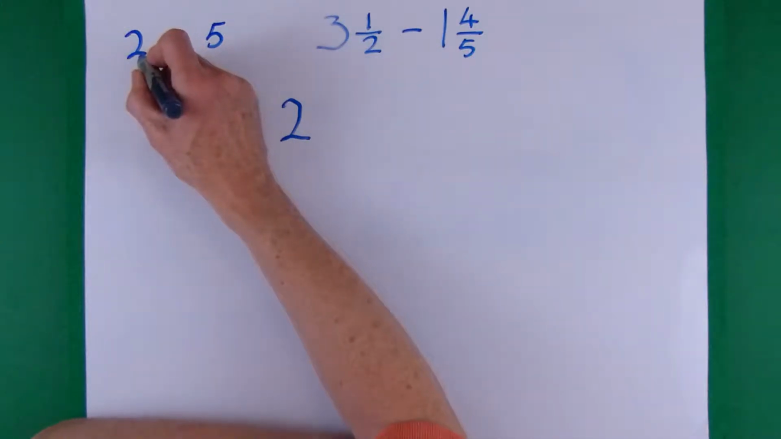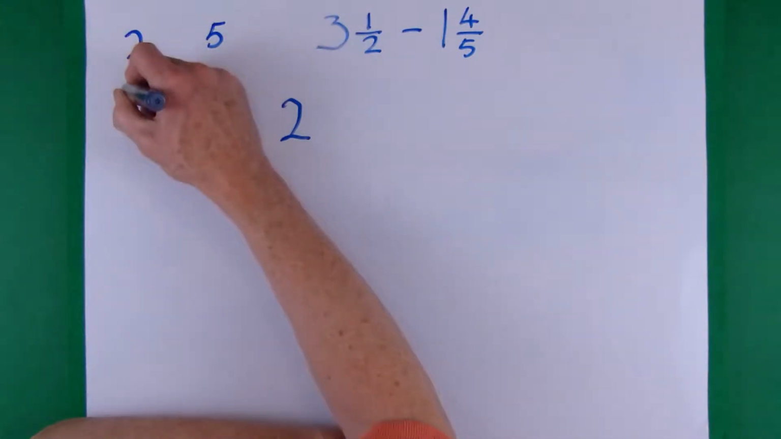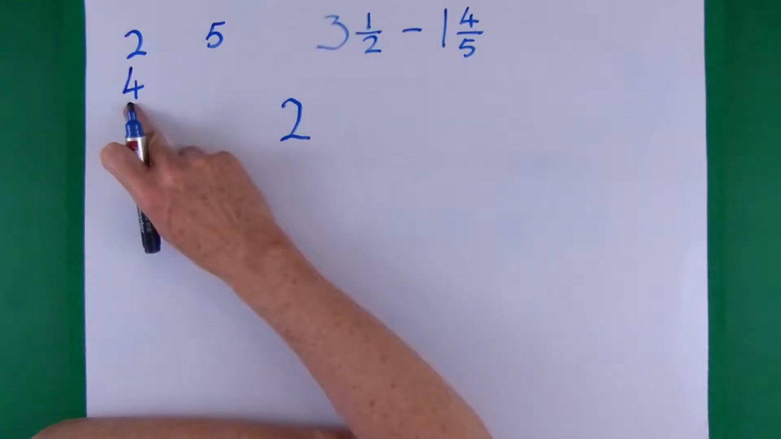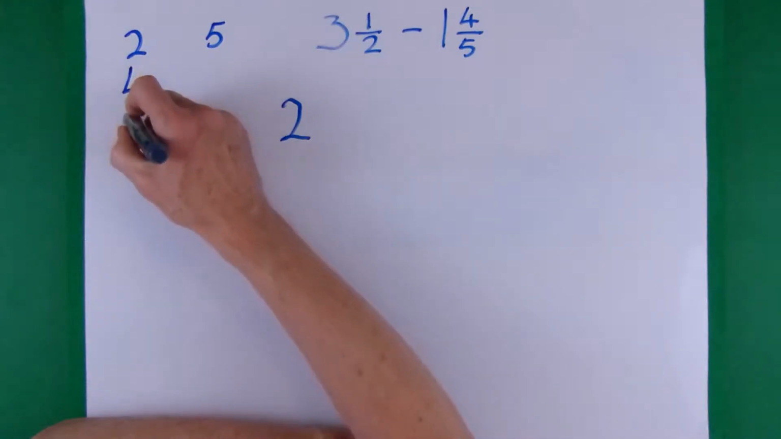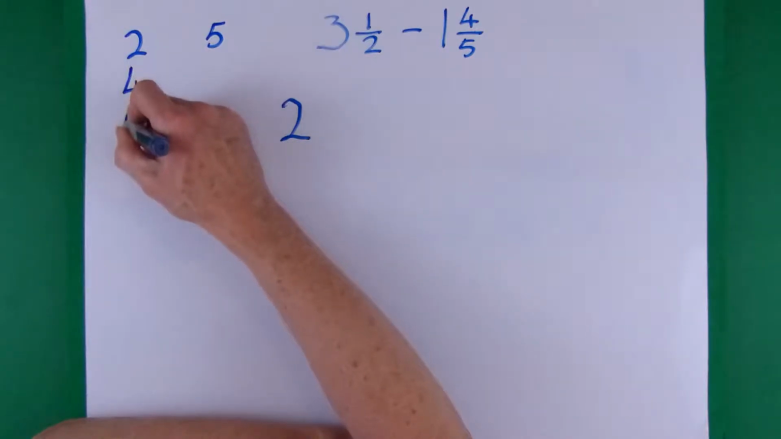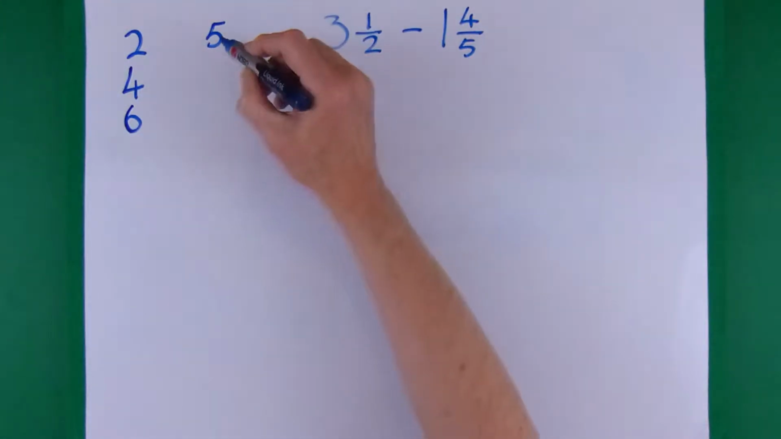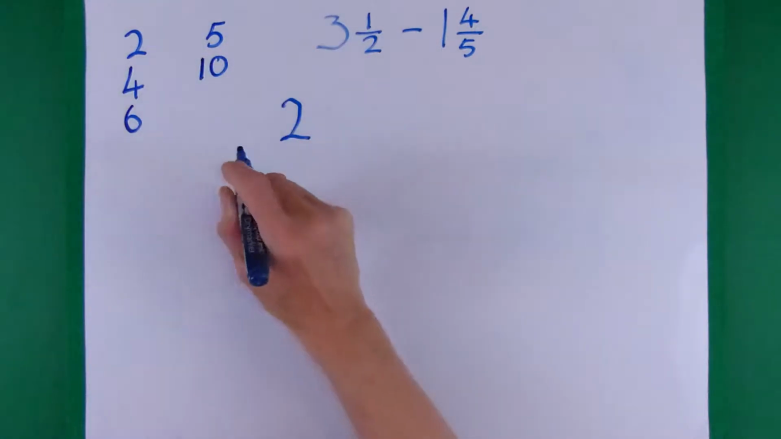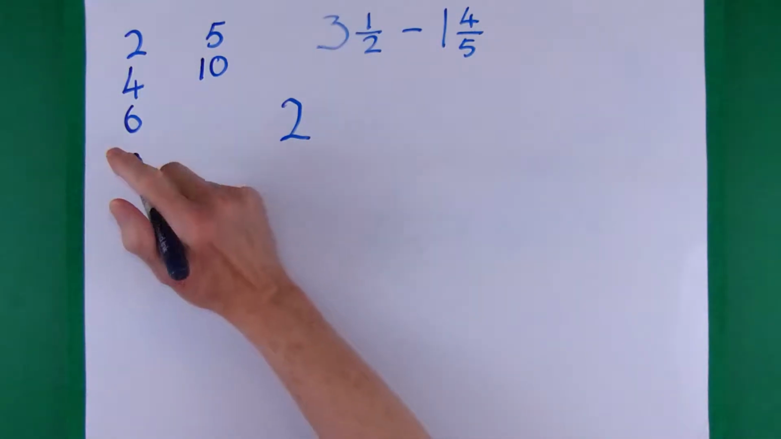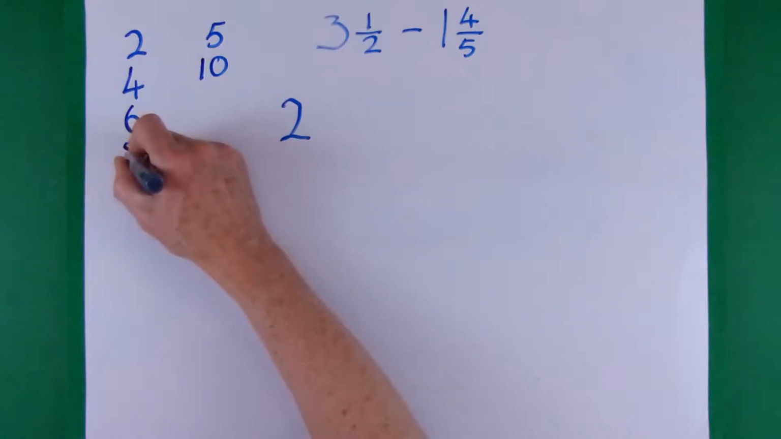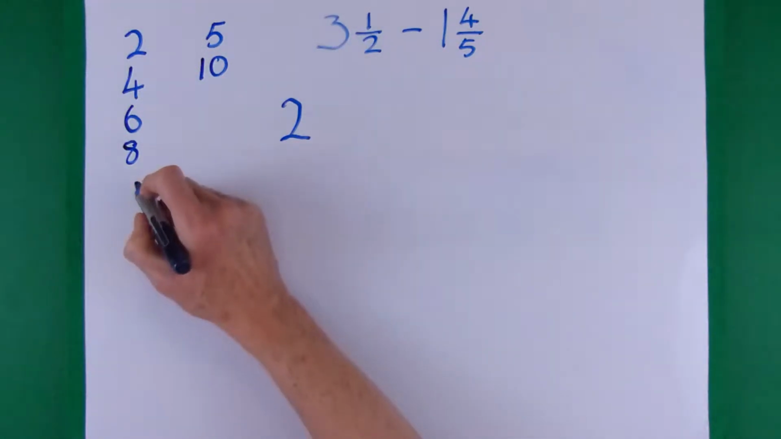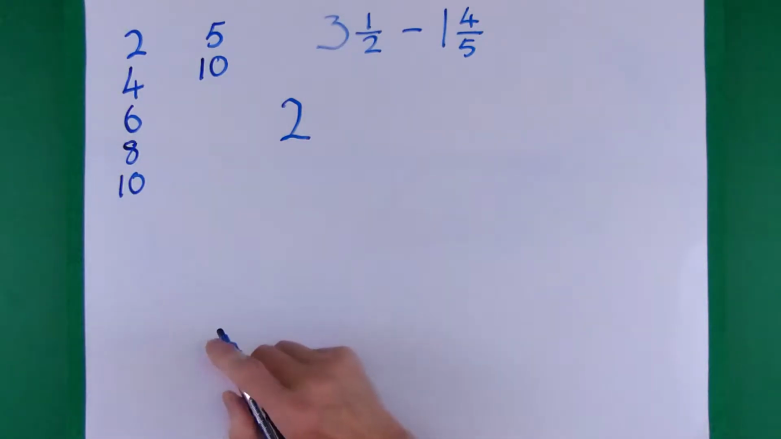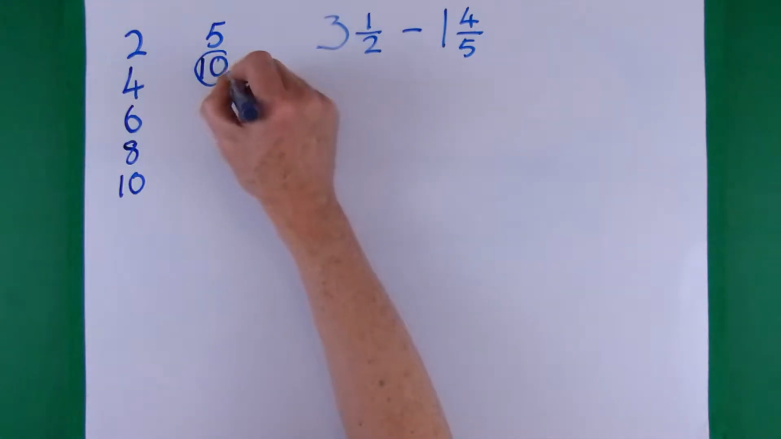Two is the smallest number, so we add 2 to make 2 2s is 4. 4 is still the smallest number, so we add 2 to make 3 2s is 6. 5 is now the smallest number, so we add 5 to make 10. 6 is the smallest number now, so we add another 2 to make 8. 4 2s is 8. And we add another 2 and we get to 10, which is in both.